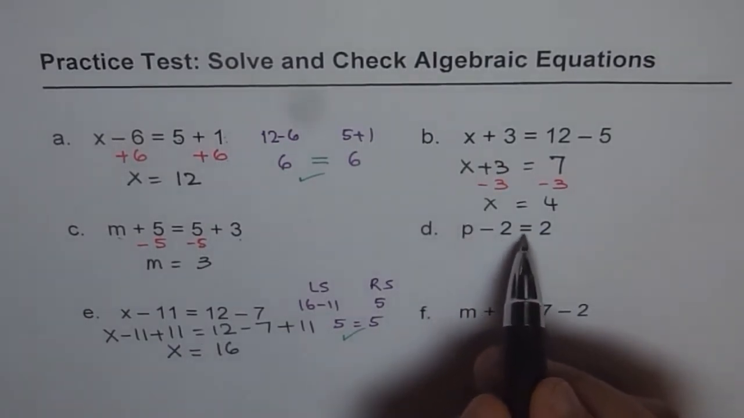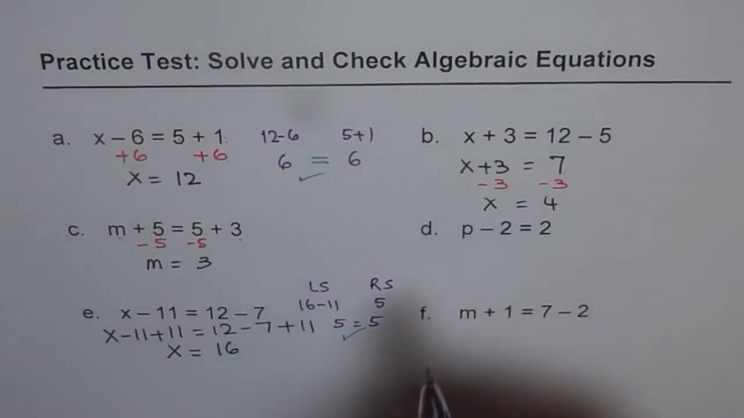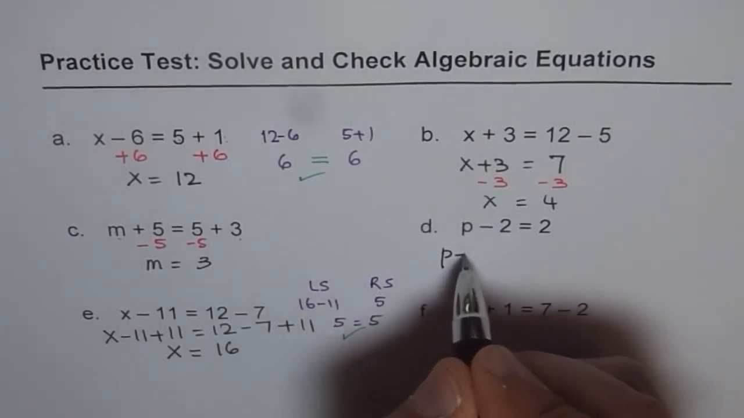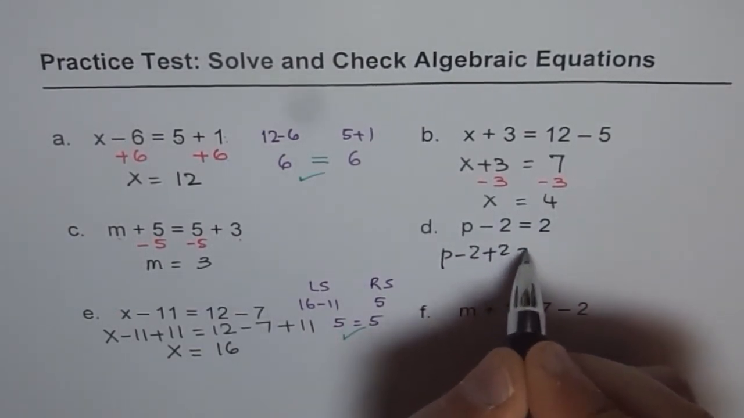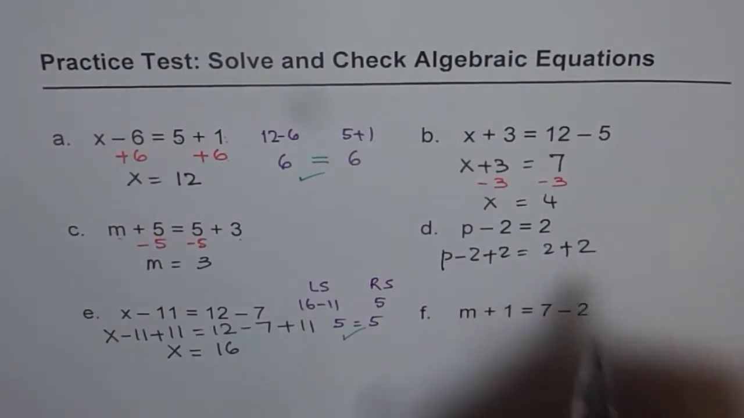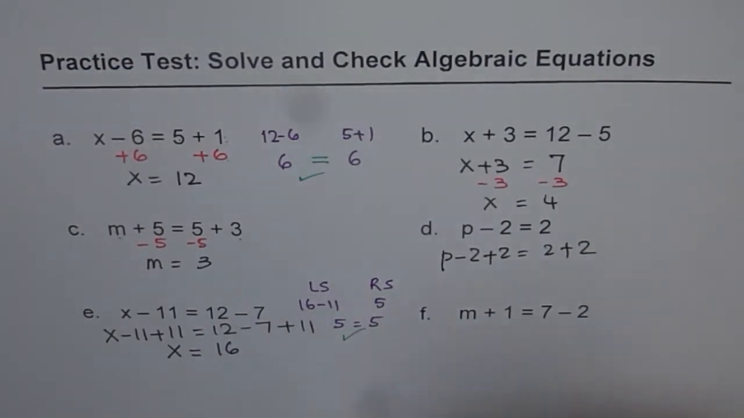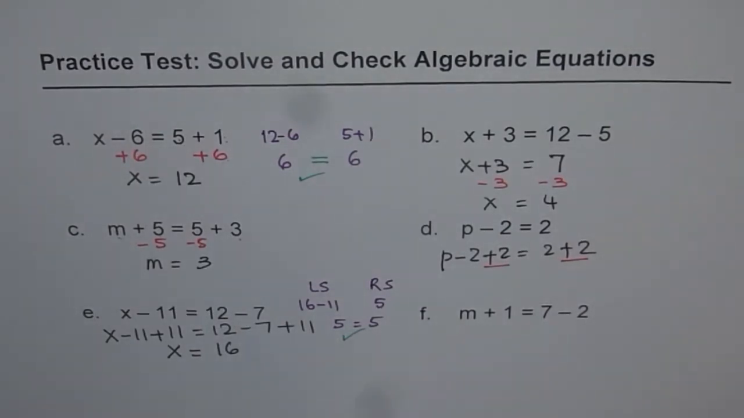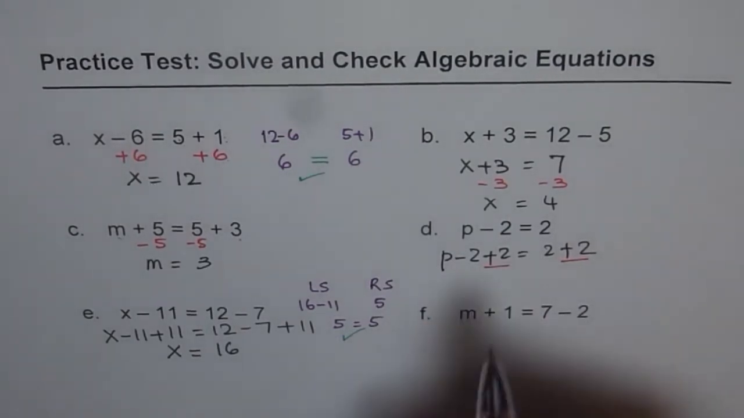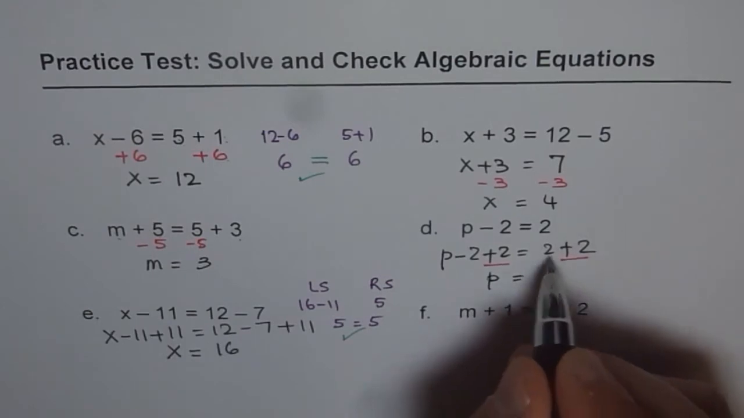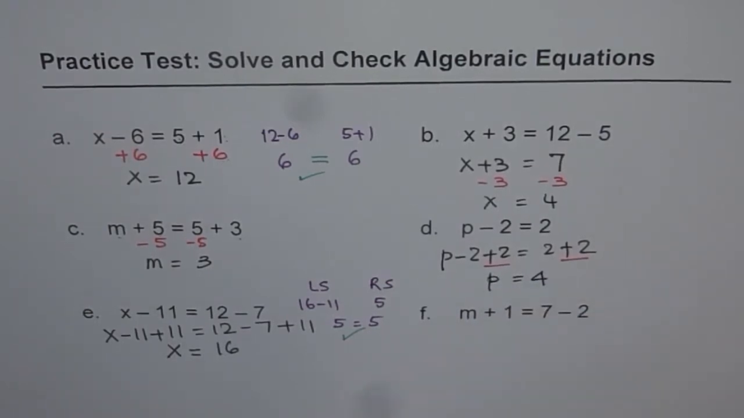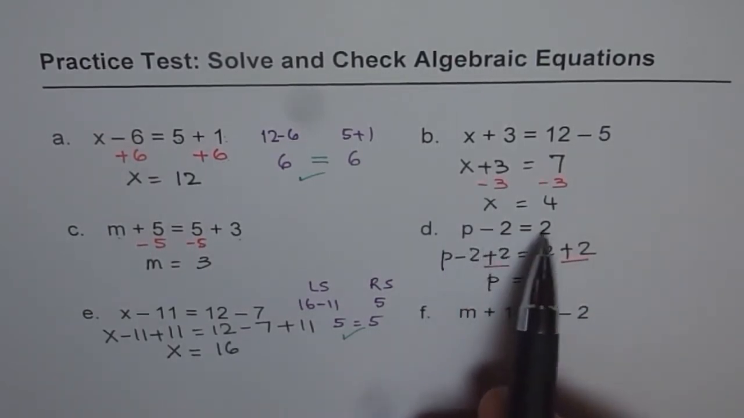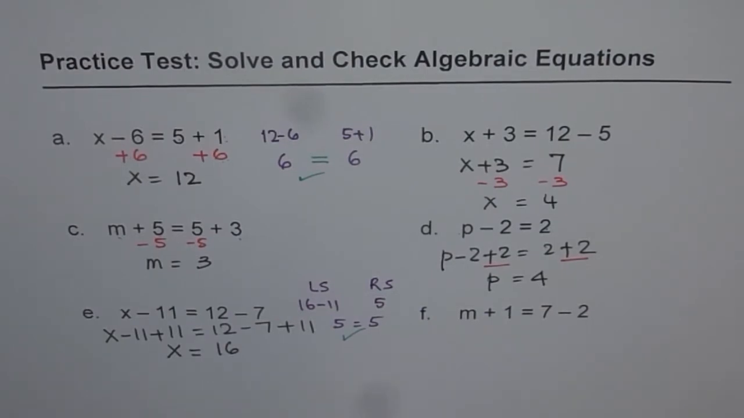P minus 2 equals 2. I should be adding 2, right? So I'll do p minus 2 plus 2 equals 2 plus 2. So I added 2 both sides. Do you see that? So plus 2 plus 2. This is what I did. Now, minus 2 plus 2 is 0. So I get p equals 2 plus 2, 4. And you can check, 4 minus 2 is 2. So this equation is correct.